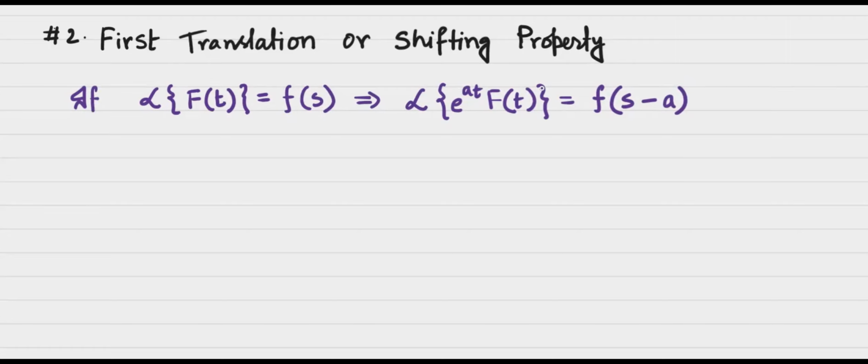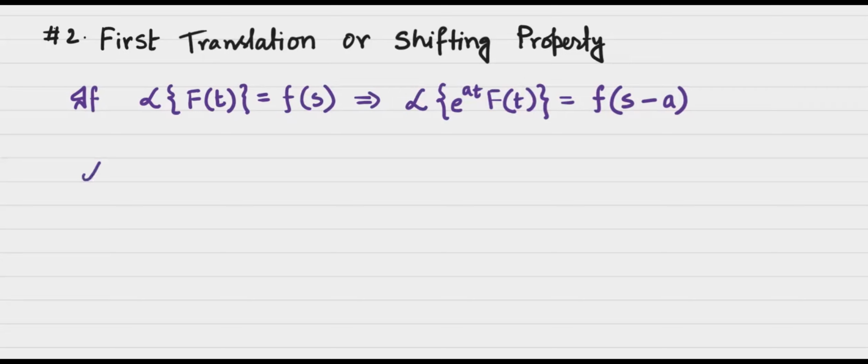And this is the second property, but it is called the first translation or shifting property. There are actually two shifting properties. This is the first one. The next one will be the second translation or shifting property. This property, as it turns out, is very easy to prove, and that's what I'm going to do.